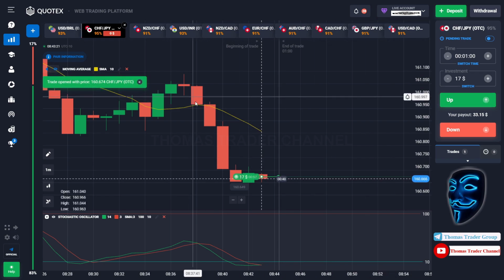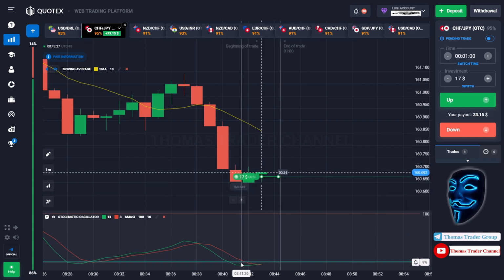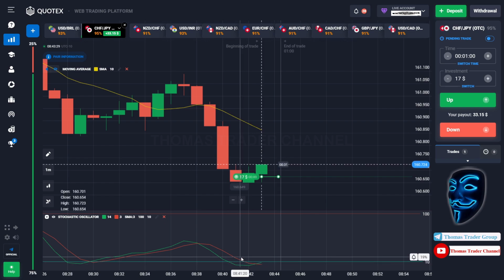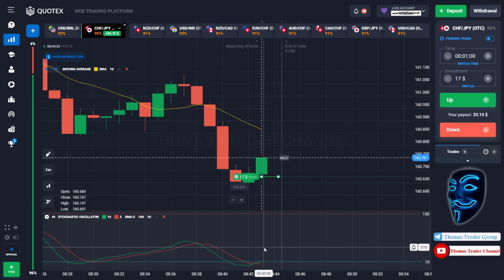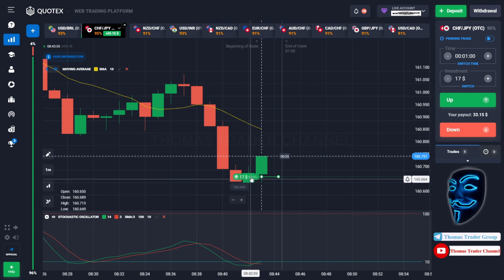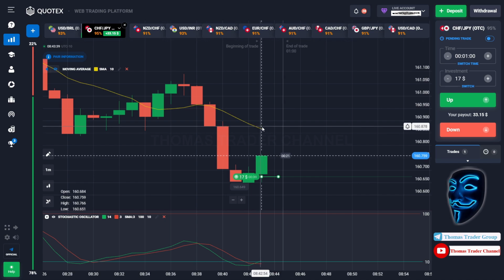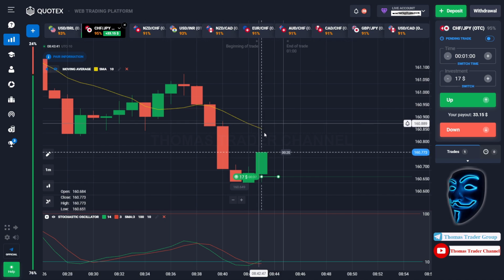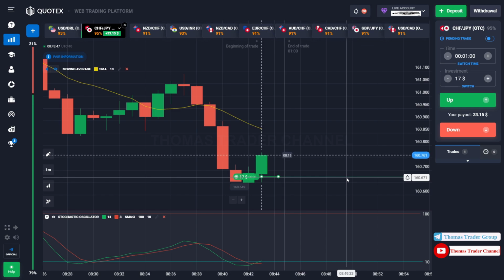As you can see, the market is going bearish, but the market has already touched the oversold area. When the market touches the oversold area, the market will make a rebound and the market will make a correction to the moving average line before it continue the bearish trend. Let's prove it and let's wait till the end of our trade.